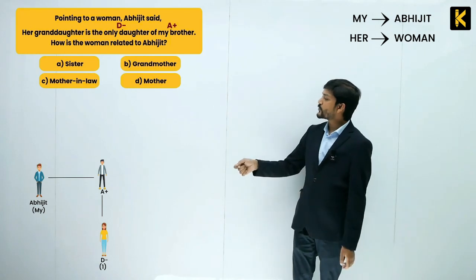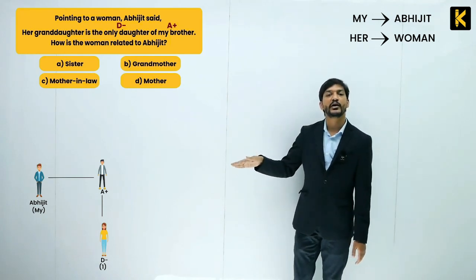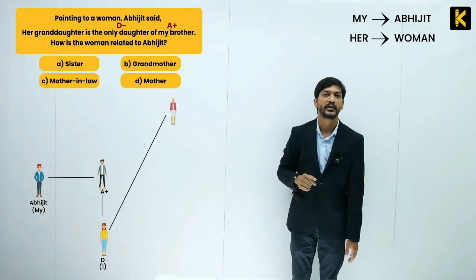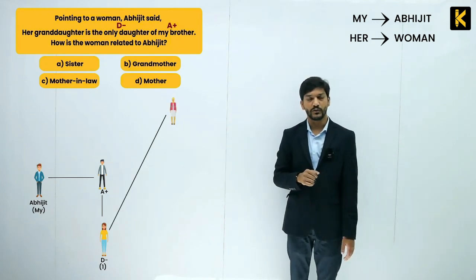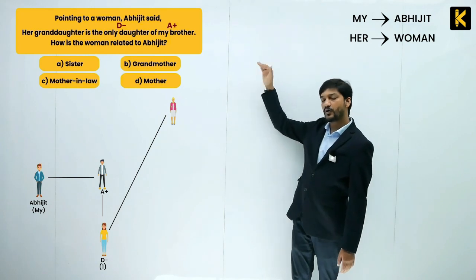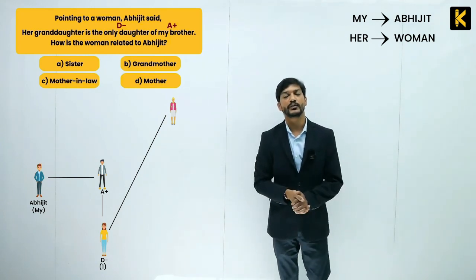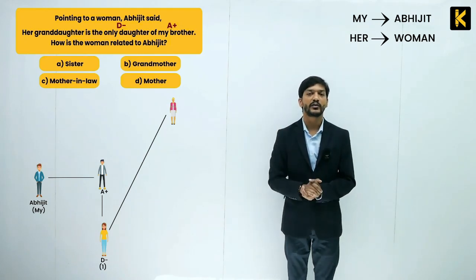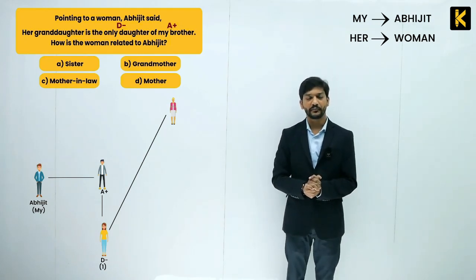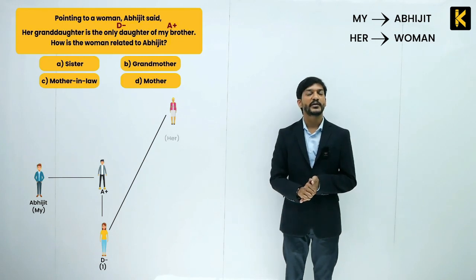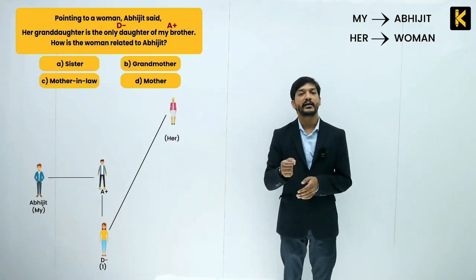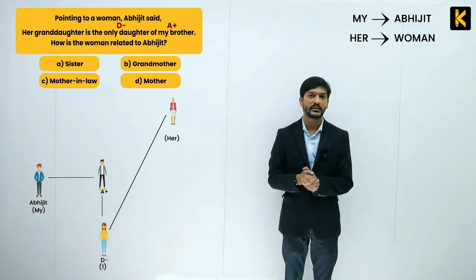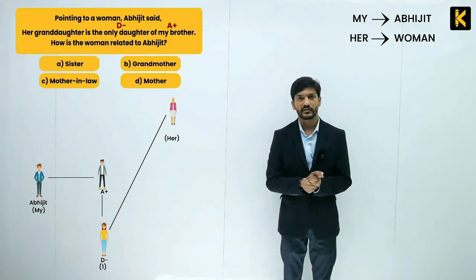So let me show the grandmother. Grandmother will be two generations above this person. So two generations above, let me show a person who is a woman. And because it is a woman, I have shown the character of a woman. Then this woman is represented by the word her in the statement. So in the bracket, I am writing her just for your convenience.